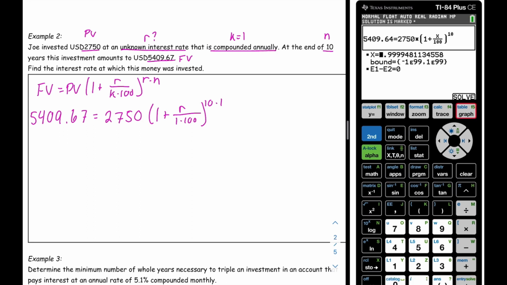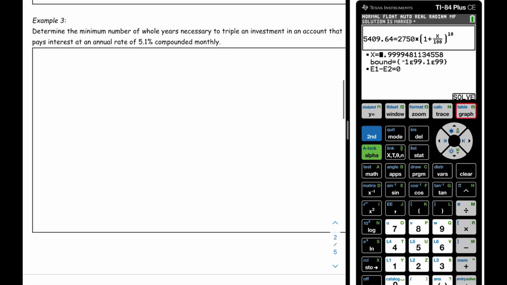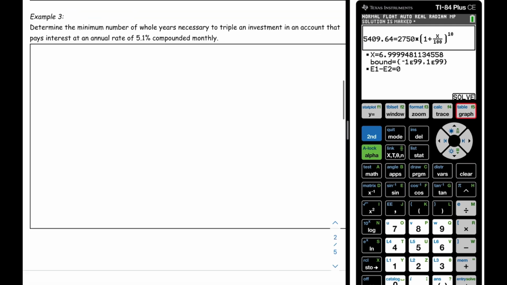And when you solve this, you're going to get that the R value is equal to 7%. Example 3. Determine the minimum number of whole years necessary to triple an investment in an account that pays interest at an annual rate of 5% and is compounded monthly.